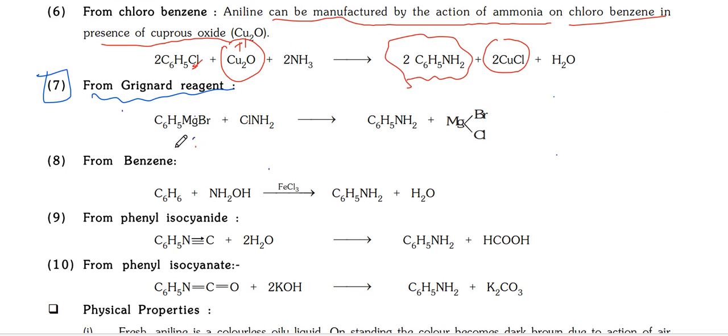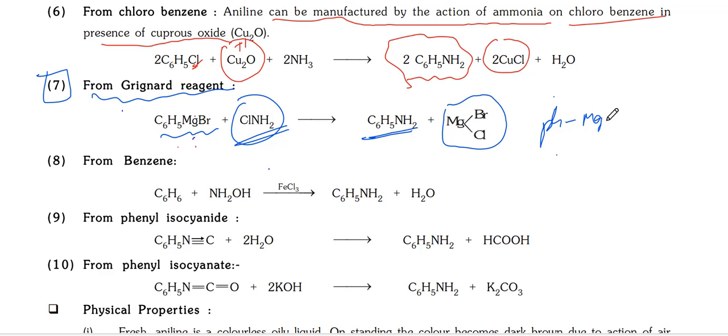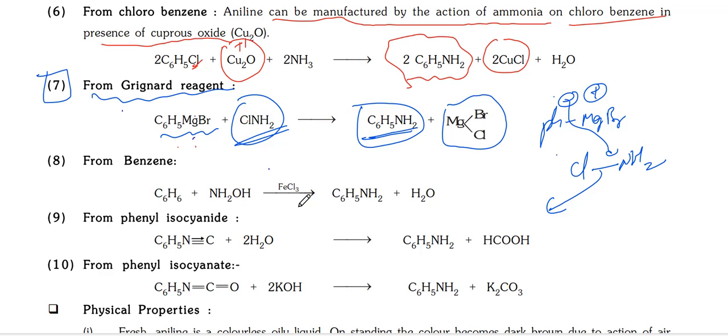From Grignard reagent: the Grignard reagent reacts with haloamines and forms aniline. The byproduct is magnesium bromide and chloride. Here, see this phenyl, MgBr, the carbanion attacks the nitrogen of NH2Cl, chlorine is a good leaving group, and the chlorine is released. Like this you can remember easily.